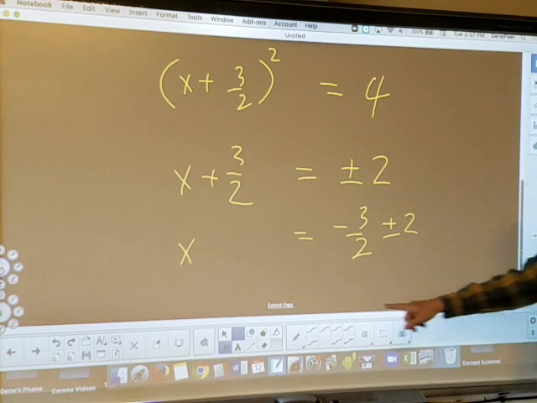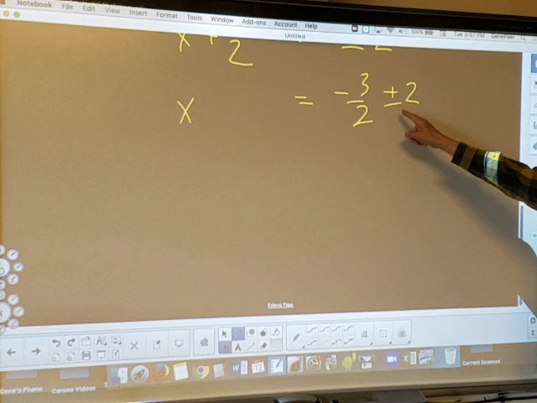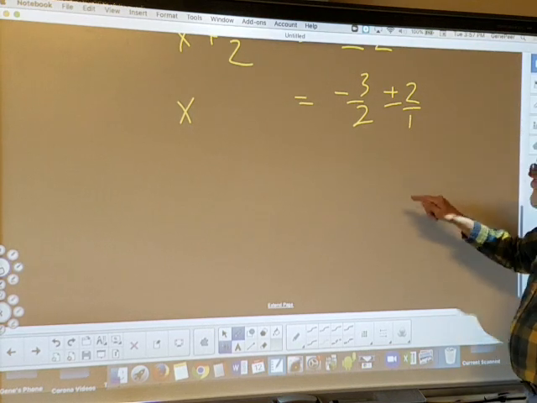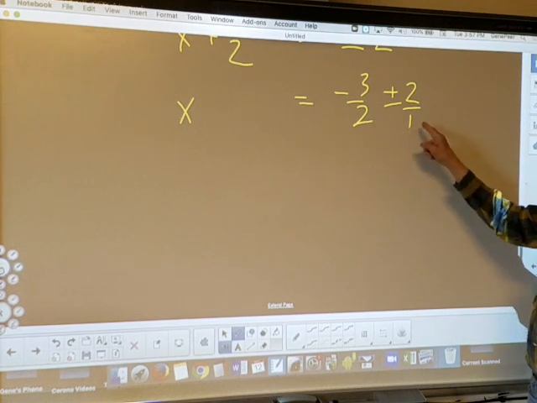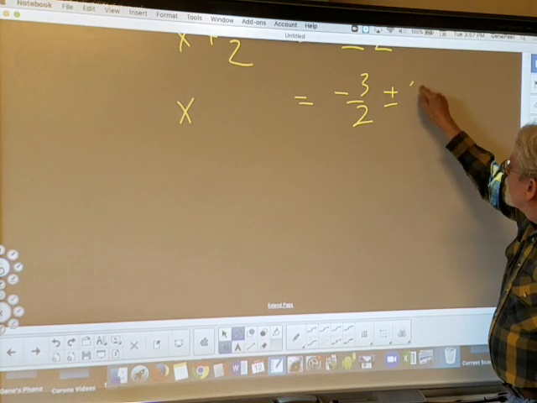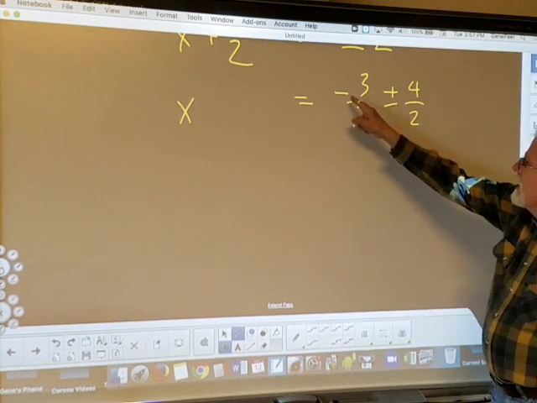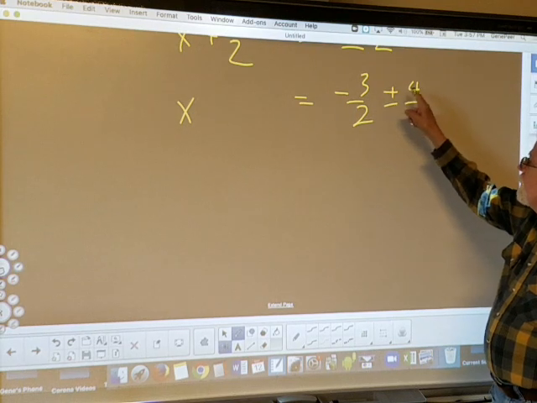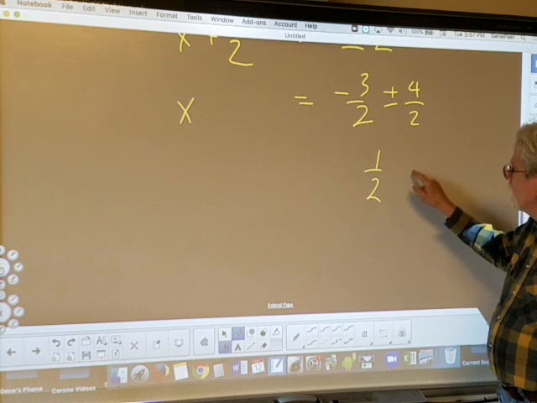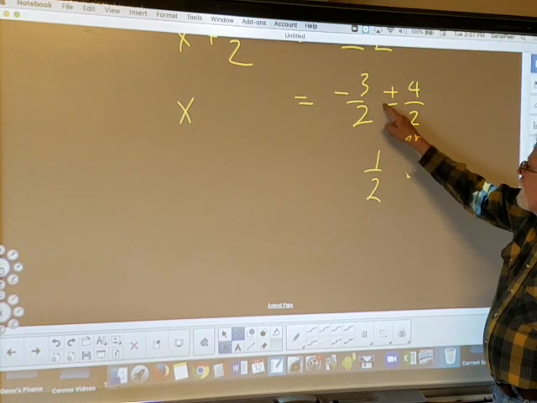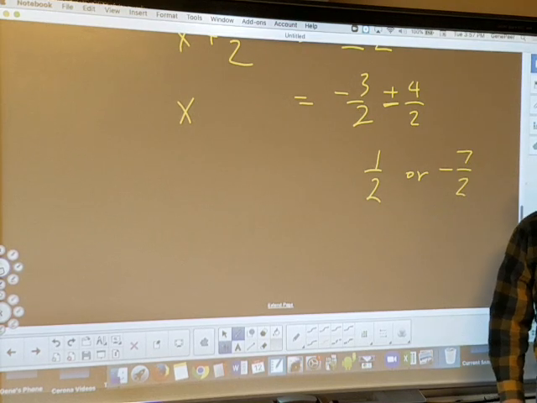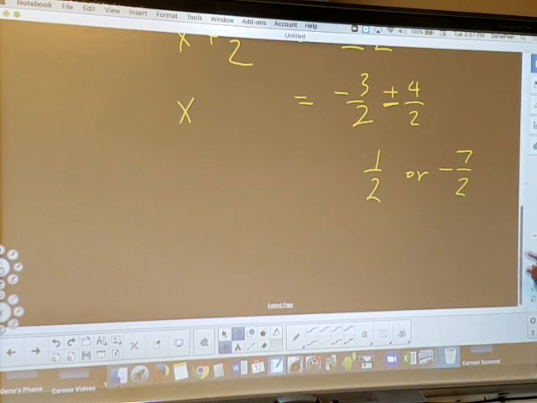Now we do have to simplify this. There are no radicals involved. It's not irrational. So I do expect you to simplify this thing. This is plus or minus 2 over 1. But you know how to work with fractions. You've got to have common denominators. 2 over 1 becomes 4 over 2. So now we have negative 3/2 plus 4/2. Negative 3/2 plus 4/2 is 1/2. And then negative 3/2 minus 4/2 is negative 7/2. We're done. It's over.